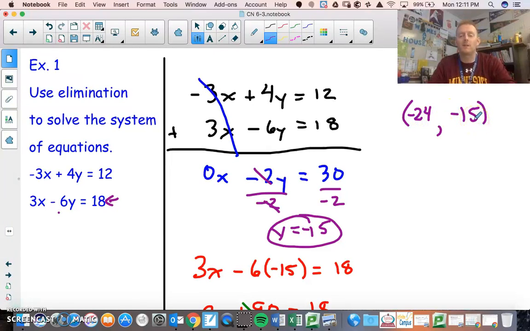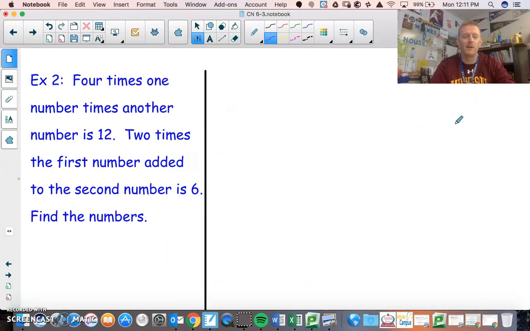Now obviously you can see that graphing this would have been kind of horrendous because the answer is way down and way over. That's a hard thing to graph because the numbers aren't very nice. That's why we would use this kind of method. All right, let's do another one. Whoa, there's words. All right, we can handle this too. It says 4 times one number, let's call that 4x.